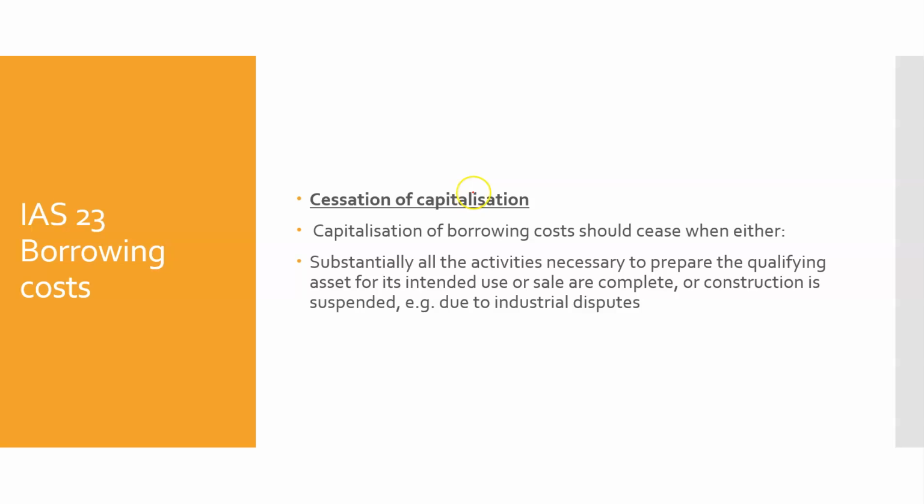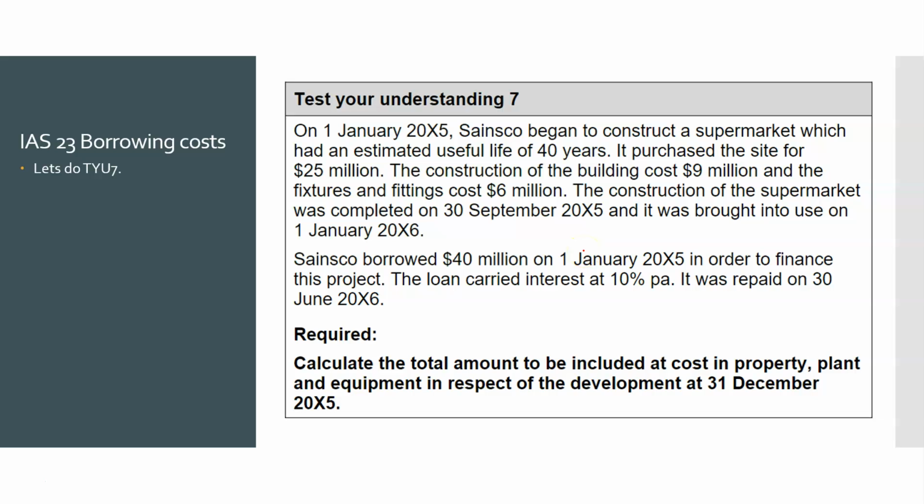And of course, I think we highlighted it earlier on, but the key point here is that once you stop production, once you stop construction, any interest you incur after this is pretty much just a finance cost. You cannot capitalize it. So capitalization of borrowing costs stops when all activity necessary to prepare the qualifying asset for its intended use is complete and construction is suspended. You have that scenario. So yes, this is the last one for borrowing costs.